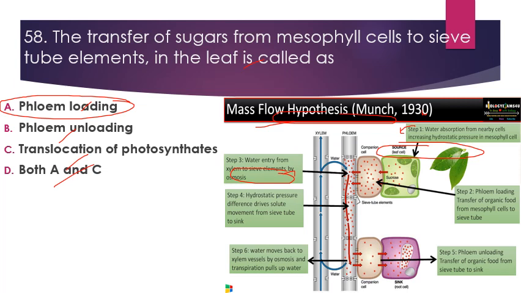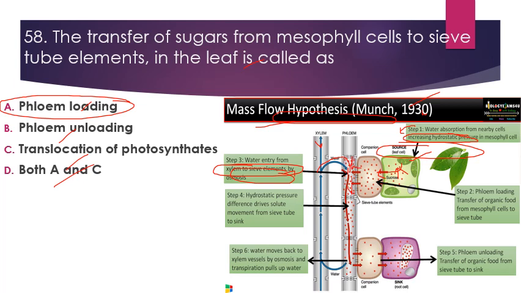So here I will discuss this mass flow hypothesis of Munch, which was given in 1930. Firstly, water absorption from the nearby cell increases hydrostatic pressure in the mesophyll cell. Then after that, the phloem loading occurs, that is transfer of this food material from mesophyll to phloem cell, and then the water entry from xylem to sieve tube element occurs by osmosis. So water enters from xylem vessel to phloem, and here it increases the hydrostatic pressure again.